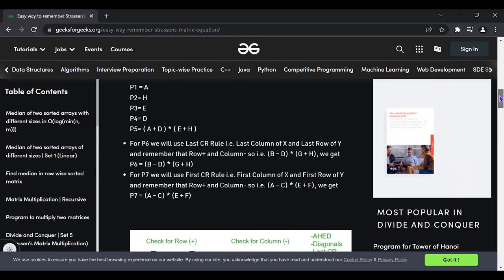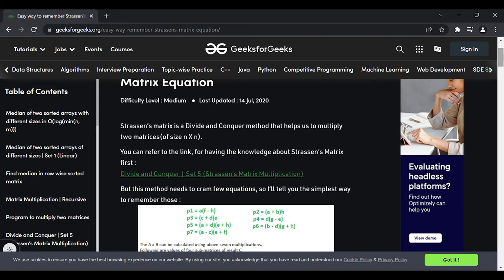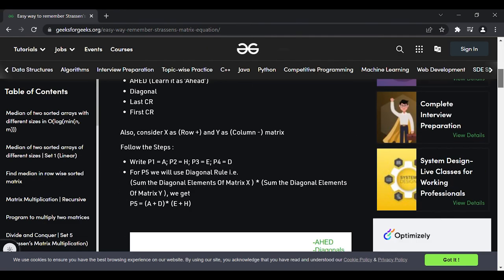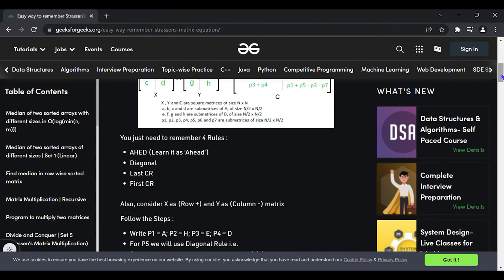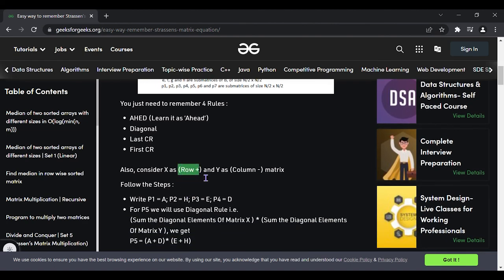Now we are going to look into how we are going to remember Strassen's multiplication. Very easily, we'll do it in 5 minutes only. First of all, remember the four rules: AHED, diagonal, last CR and first CR. And you have to remember that in a row you have to plus, and in a column you have to minus. Row plus and column minus. Last column row, first column row, diagonal, AHED.